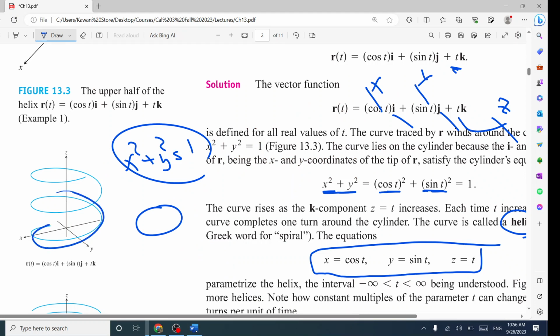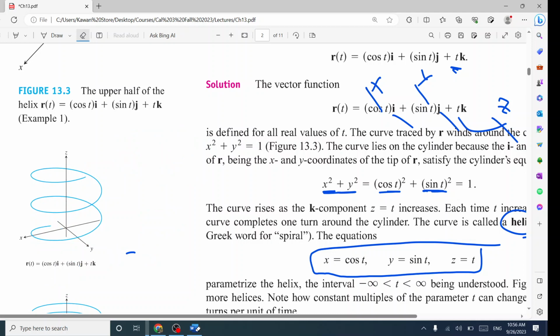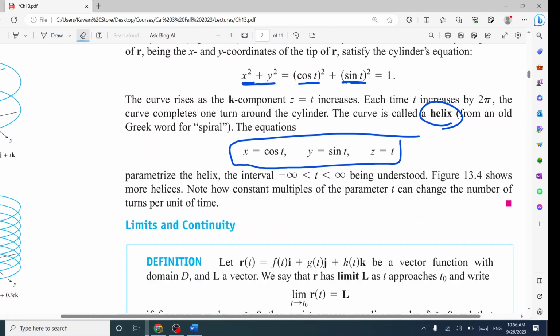Clear, dears? Why like that? Because z is t. T may be 0, 1, 2, 3, 4. Maybe you say minus 1, minus 2, minus 3, minus 4. I think now it's clear. So maybe such an example is easy for me, but the others not. So be careful and think about things.